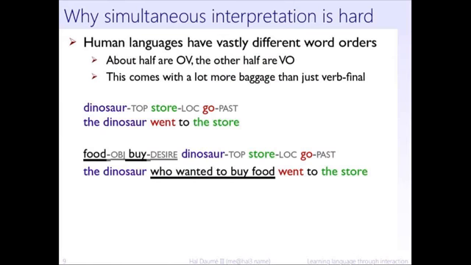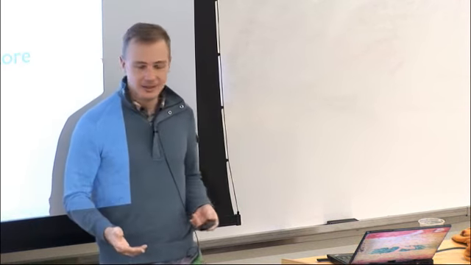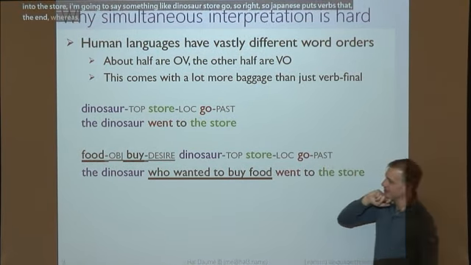Okay, so that's the setup. I want to say a little bit about why simultaneous interpretation is hard. It's hard because languages are different, and not just in that they use different words, but they also put them in different orders. This can cause problems. I have an example here from glossed Japanese. If I want to say the dinosaur went to the store, I'm going to say something like "dinosaur store go." Japanese puts verbs at the end, whereas English puts verbs in the middle.